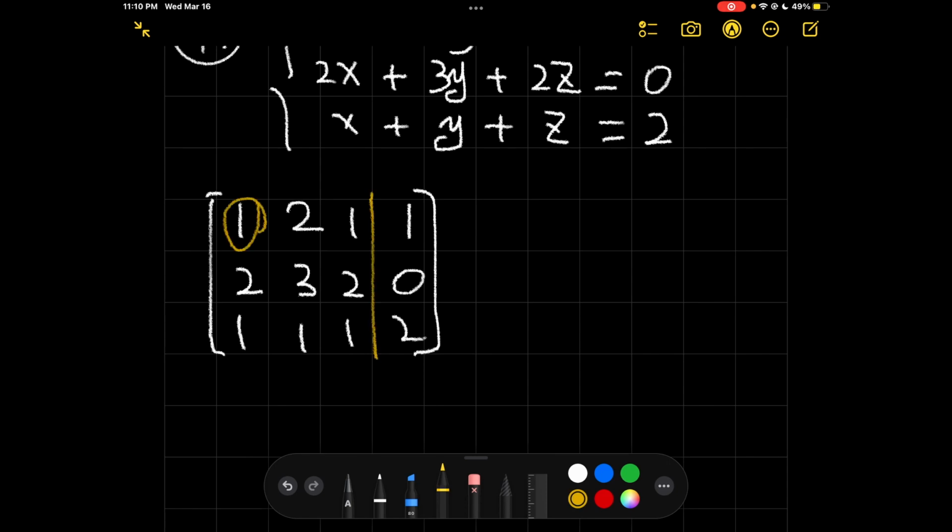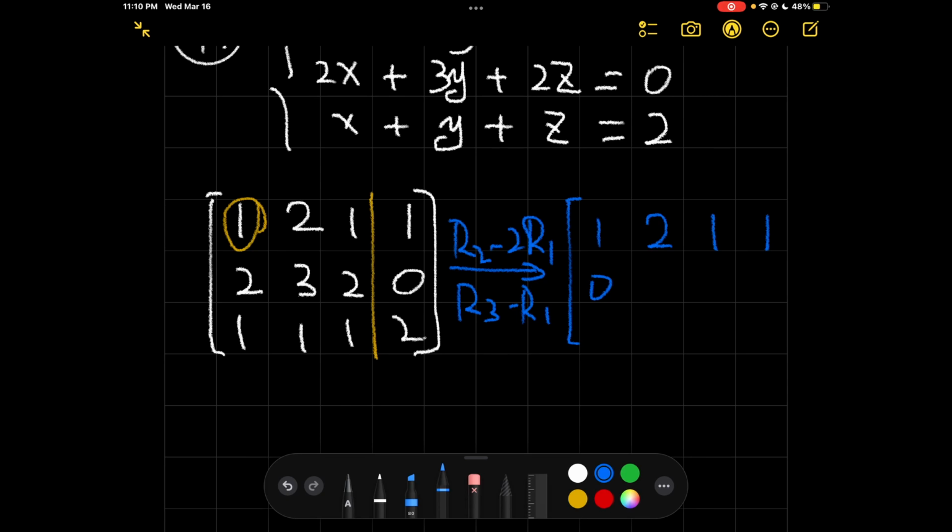We have the first row with a pivot point already, and what we need to do right now is row 2 and row 3. Row 2 minus 2 row 1, and row 3 minus row 1. What we have is row 1 doesn't change: 2, 1, 1. 2 minus 2 is 0. 3 minus 2 times 2 is -1. 2 minus 2 is 0. And 0 minus 2 is -2.